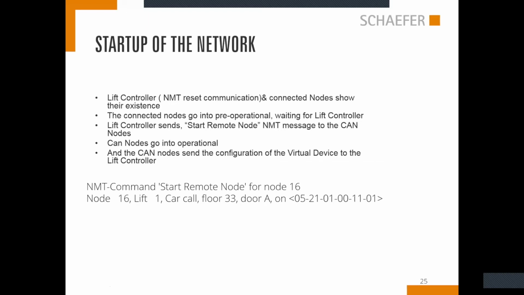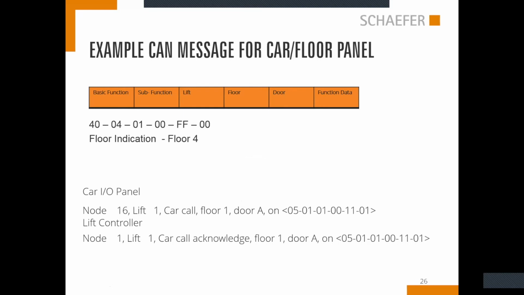Here is a small example where the NMT start remote node is sent from the lift controller, and then the CAN node automatically goes into operational mode. So it's node 16, and then it says, hey, my pin 1 has been configured as 0521 blah blah, and that actually means it's a car call at floor 3 for lift A. So here is an example message for car or floor panel. Here it's for floor indication message.